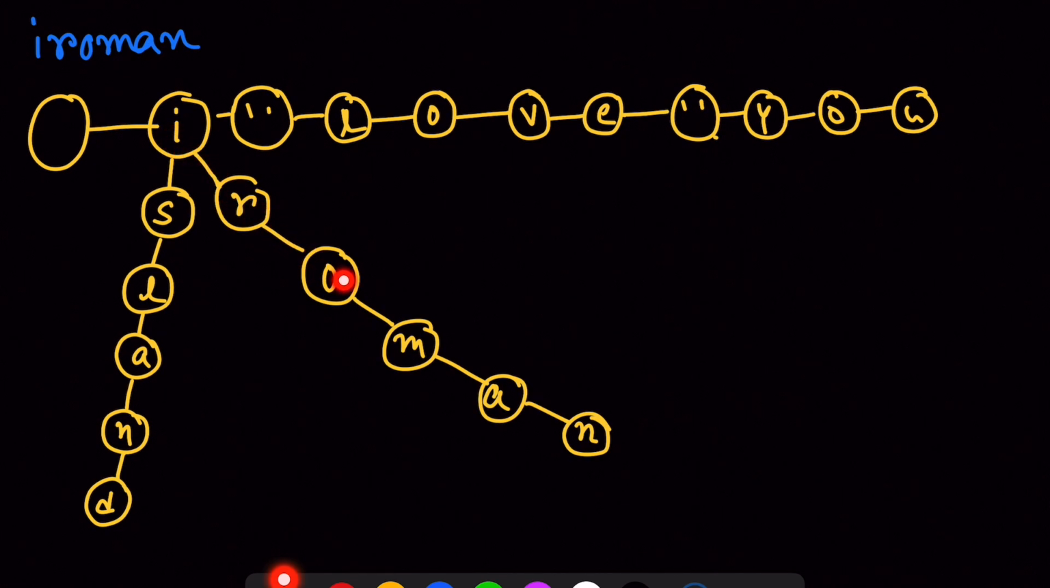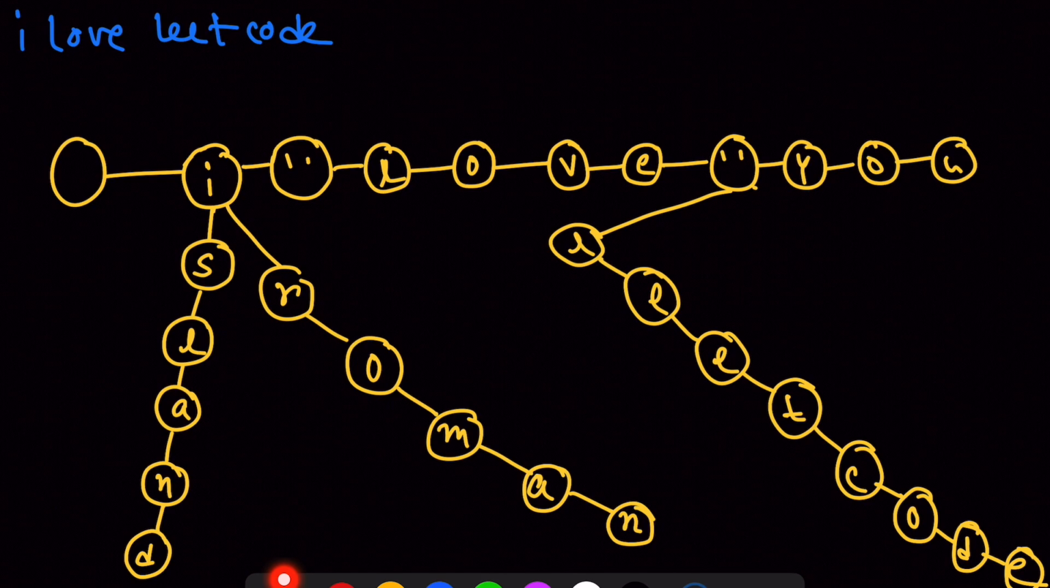Next we have "I Roman". Similarly, we have created nodes for "I Roman". Next we have "I love Leetcode". So for "I love space" we already have the nodes, and we have to create extra nodes for "Leetcode".